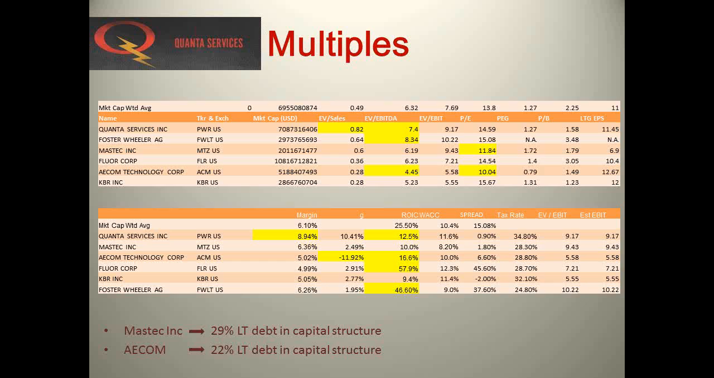Also notable here is a low PE ratio, which is highly affected by capital structure. I will note here that Mastech and AECOM both have debt in their capital structure, short and long term. Mastech has 29%, AECOM has 22%. And I only bring that up because they're the only two that actually have debt in their capital structure, while the other ones don't have any at all.